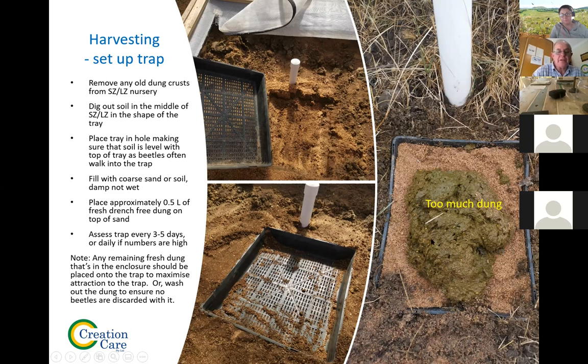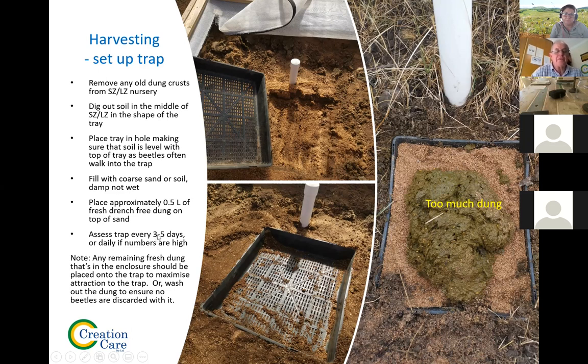When it gets to that point, you've got to actually wash the beetles out of the dung. You put the beetles and the dung in the bucket, twist the bucket around pretty swiftly, and the beetles will float to the surface. You've got to do that fairly quickly, otherwise they drown. So to avoid having to wash out, just start with half a litre of dung on top, and that'll give you more harvests before you have to wash out.